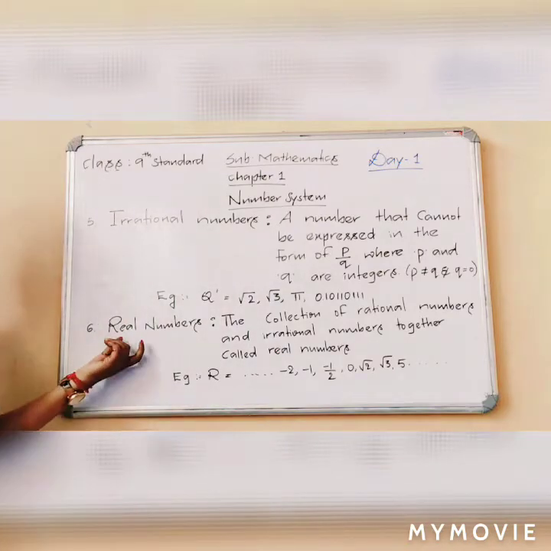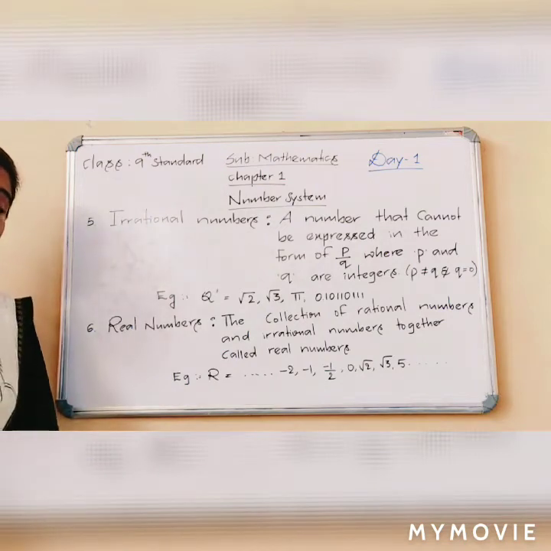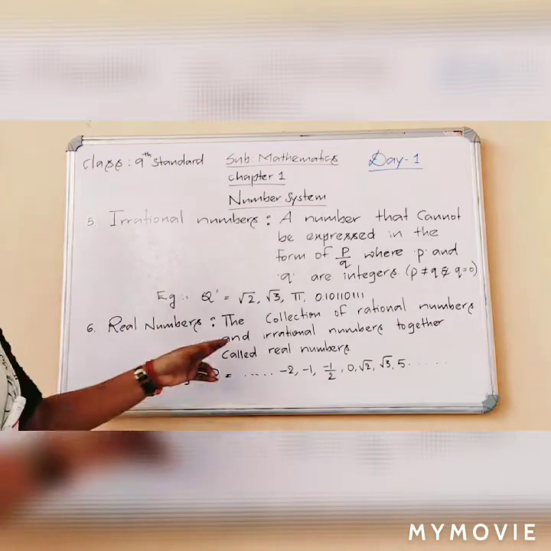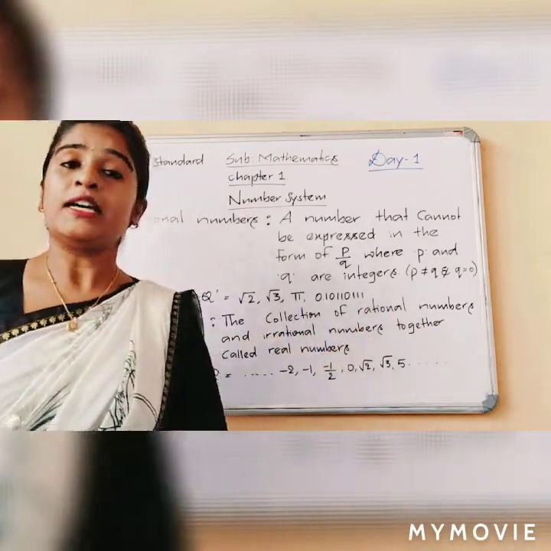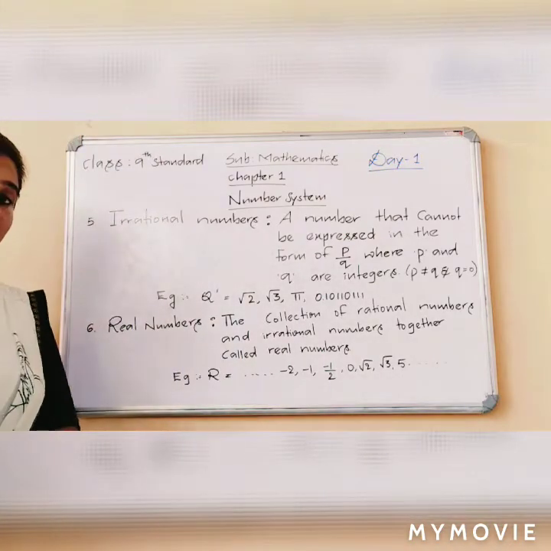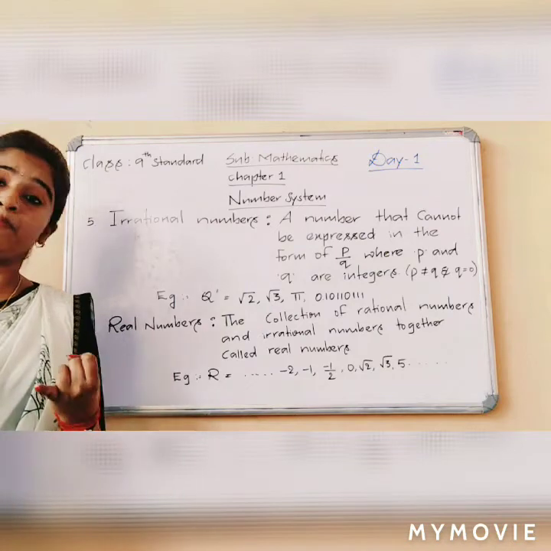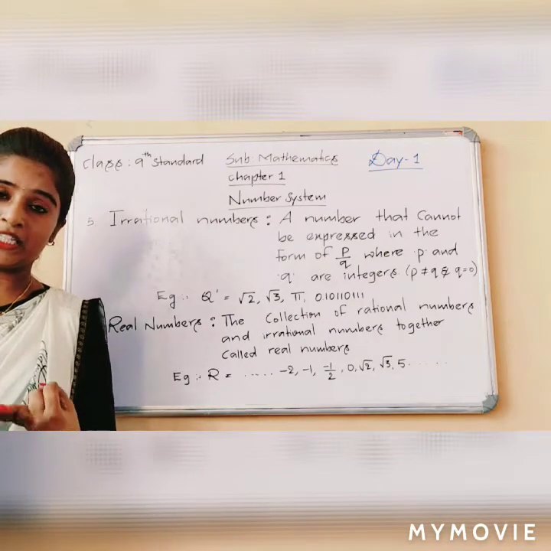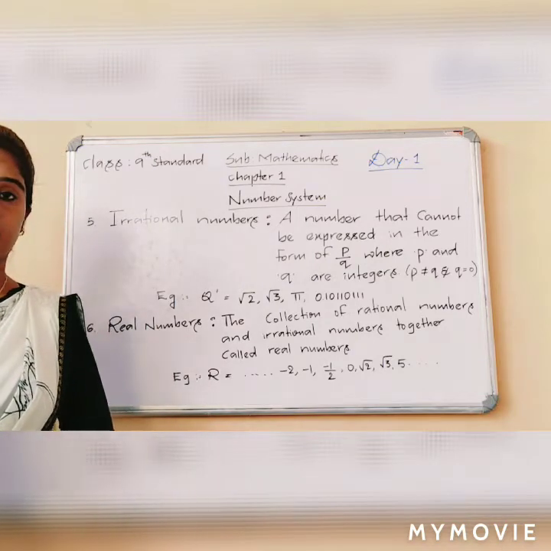Now come to the next one, real numbers. Here the collection of rational numbers as well as irrational numbers is said to be what? Real numbers. The collection of rational as well as irrational numbers together are called real numbers. It can be a number in the form of p by q, it can be a decimal representation, it can be a whole number, and it can be a natural number also.